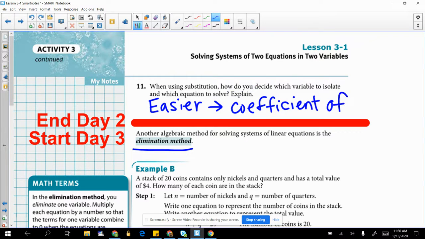Or even 1 or -1 would probably be your easiest thing. So if there's like a 1x or x by itself, that's what you're going to want to choose, or a y by itself, because those are easiest. You don't have to do any division or anything. You just might have to add or subtract something over, okay? All right, cool.